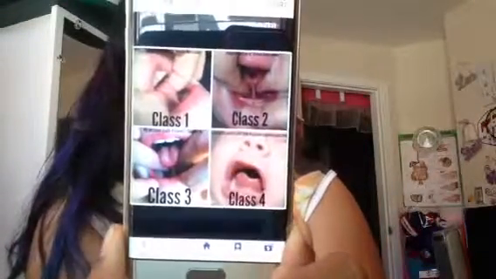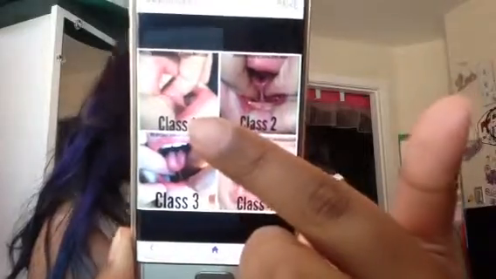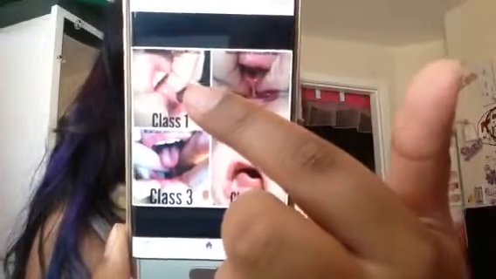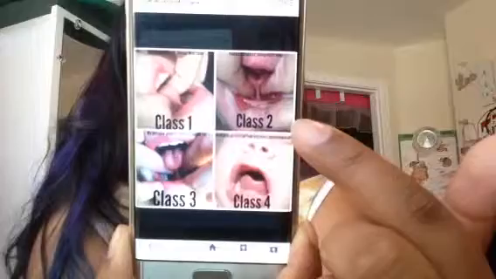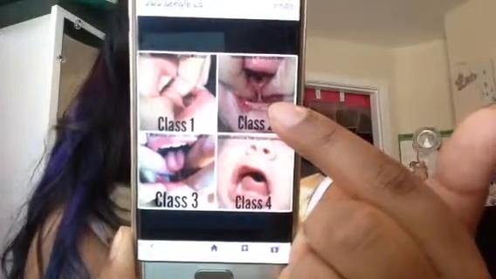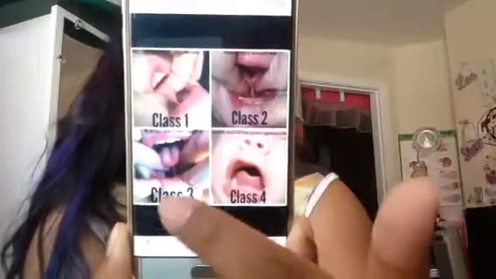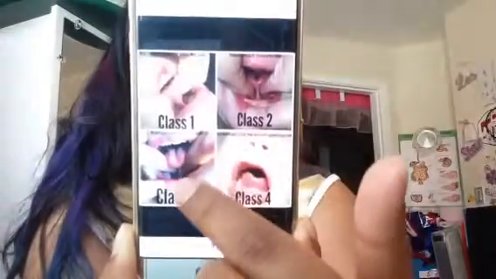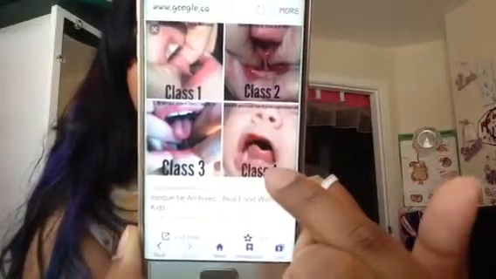A tongue tie, or ankyloglossia, is a congenital anomaly where the lingual frenulum has an abnormal attachment that can affect the way the tongue moves. There are 4 different classifications of tongue ties depending on where the frenulum is attached. Class 1, the tie is attached to the very tip of the tongue, as you can see right there. Class 2, which is what my son Mikhail has, is further behind the tip of the tongue. Class 3 is closer to the base of the tongue, and Class 4 is the base of the tongue.